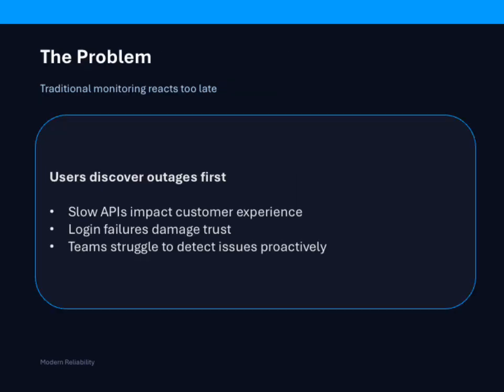One of the biggest challenges in modern systems is that users often discover issues before IT teams do. For example, a website may become slow, APIs may start failing, or login workflows may stop working correctly. Traditional monitoring approaches are often reactive. Teams only investigate after incidents are reported. This creates poor customer experience and increases downtime.